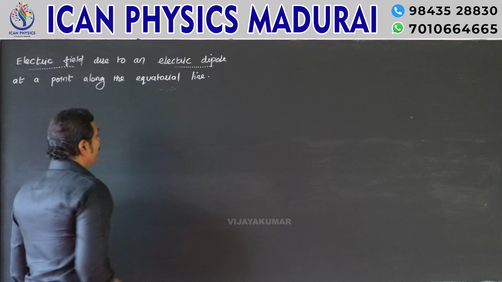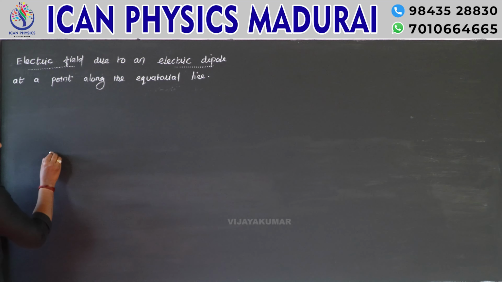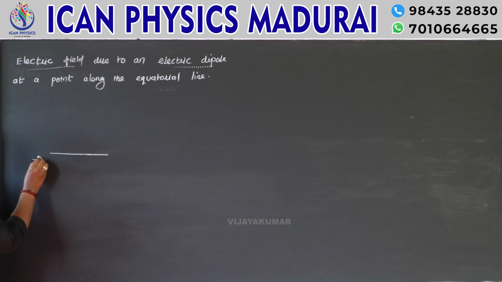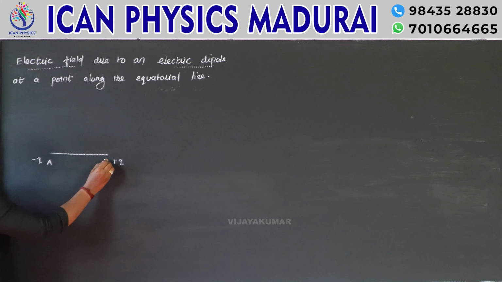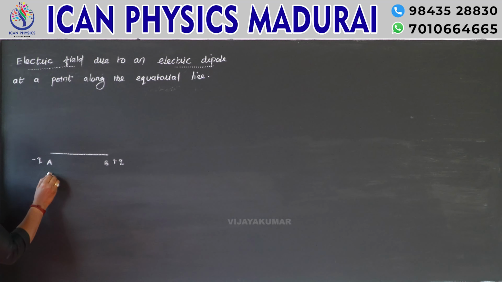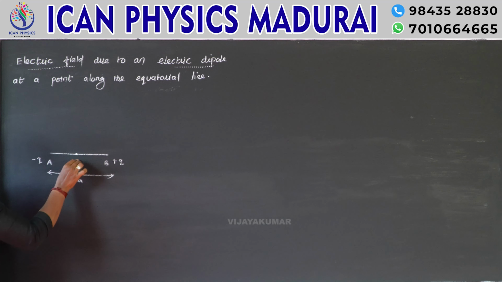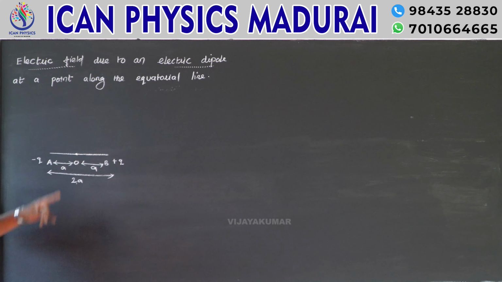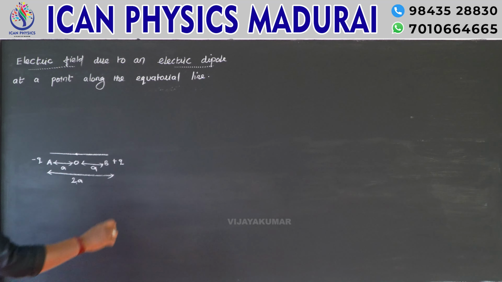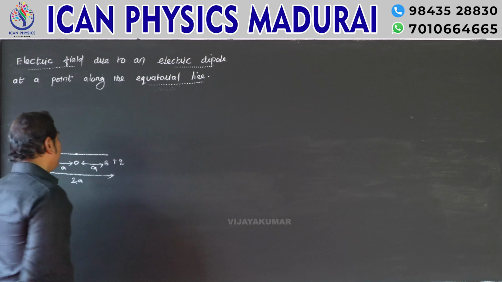Electric dipole. What is an electric dipole? Two equal charges, minus q and plus q, placed at A and B, and they are separated by a distance of 2a. So exactly the midpoint is O. O to A distance is a. O to B distance is a. So a plus a, 2a. Electric dipole. Okay.